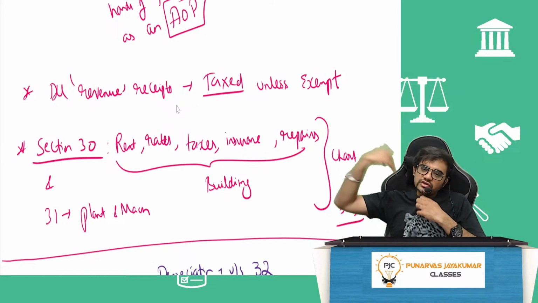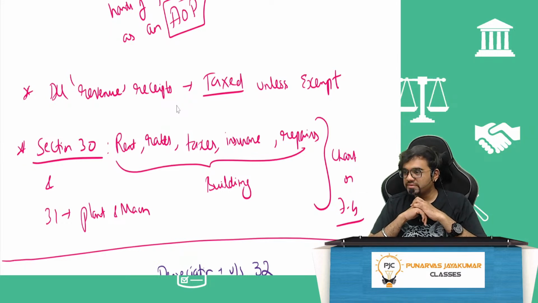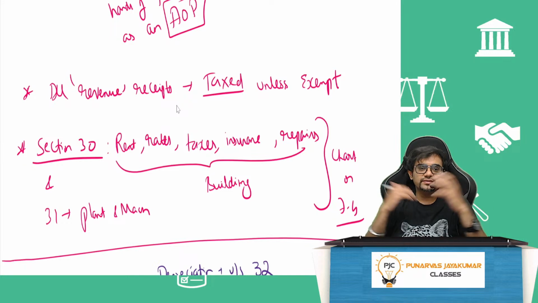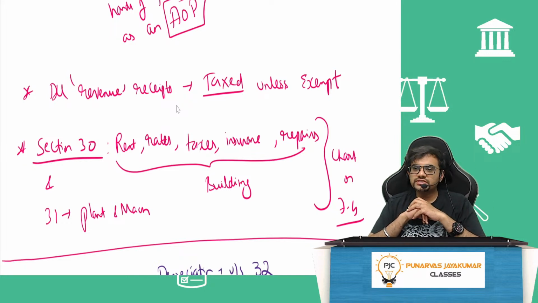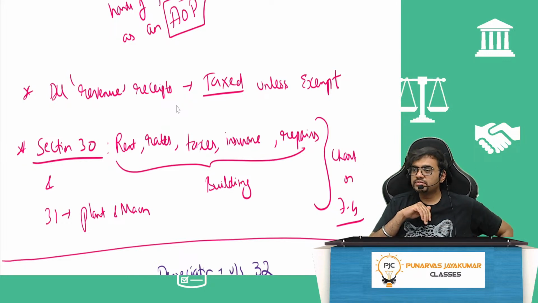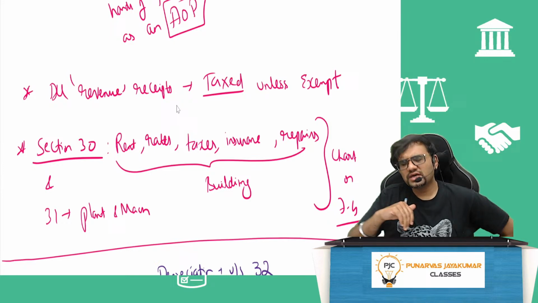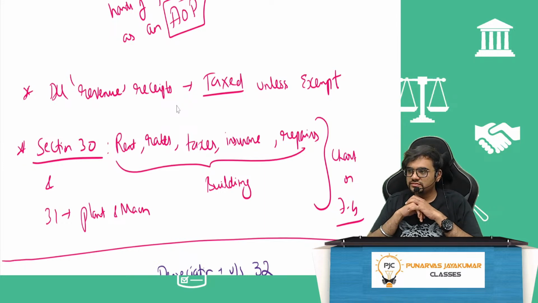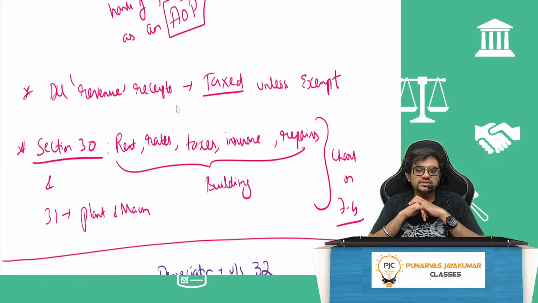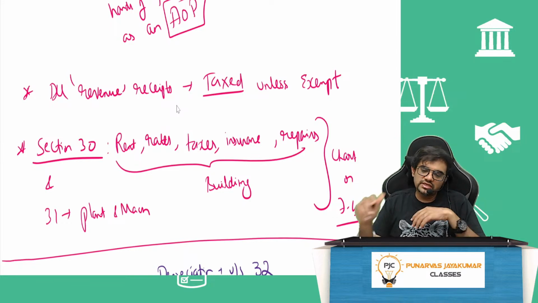Similarly, all revenue receipts are taxed unless exempt. All capital receipts are not taxed unless separately taxed. For example, capital gain is a capital receipt. If I sell an asset, it's a capital gain, not a revenue receipt. So capital gains are taxed unless exempt, whereas revenue receipts are taxed under PGBP, not under capital gains. Section 30 we have already seen.